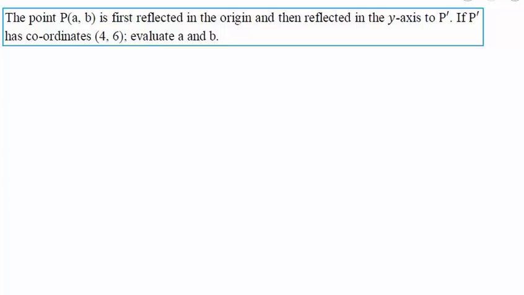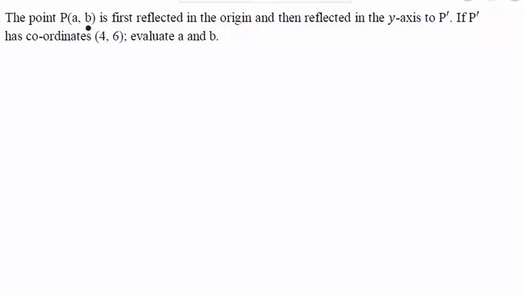Let us have a look at a question on reflections. The question says the point P(a, b) is first reflected in the origin and then reflected in the y-axis to P'. If P' has coordinates (4, 6), evaluate a and b. So we'll approach the question stepwise.